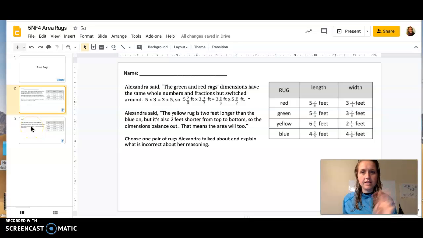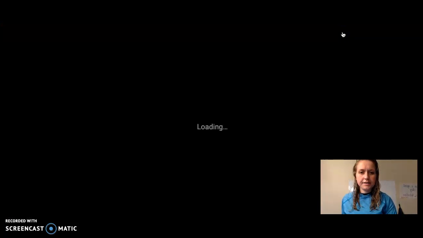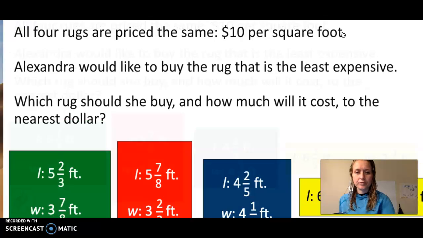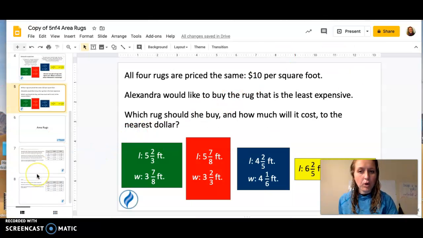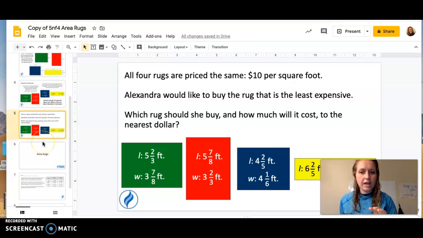The second part of this, and I'll explain all of this and then we'll go back. The second part of this is all 4 rugs are priced the same at $10 per square foot. Alexandra would like to buy the rug that is least expensive. Which rug should she buy and how much will it cost to the nearest dollar? I want you to pause it and kind of go through it. Try and solve all of that, and then I will walk you through it.